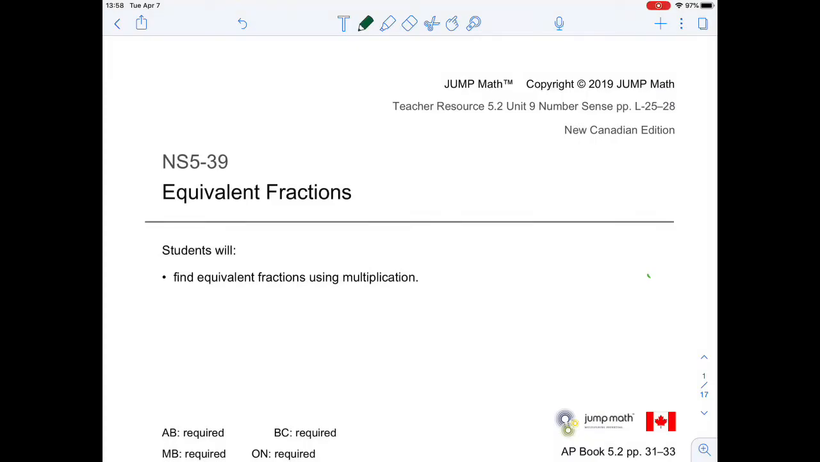All right, hello everybody. Welcome to lesson 39 of our fractions unit, equivalent fractions. So students will find equivalent fractions using multiplication.